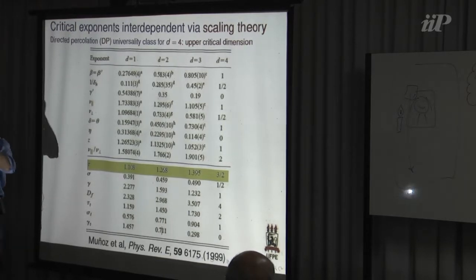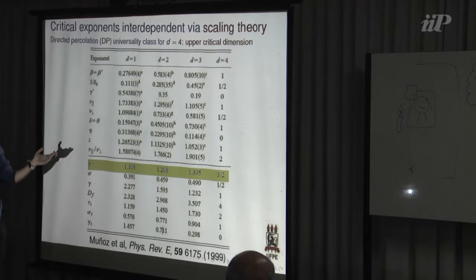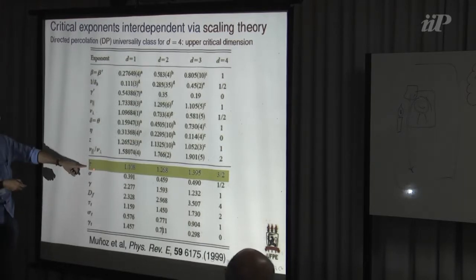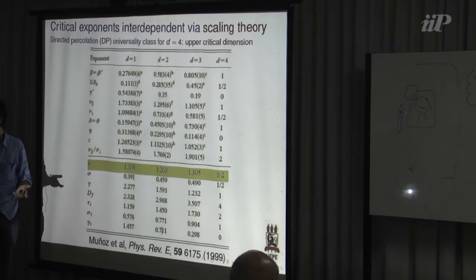Remember that John told you that the exponents are all connected? In a given universality class, they are all connected, including tau. So they're not independent, and that's what he was showing. You have to show that there is some connection between them. And you see another digression in statistical physics, but that's what we do here.